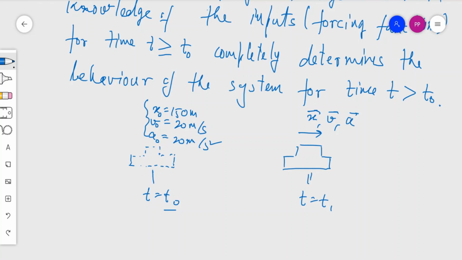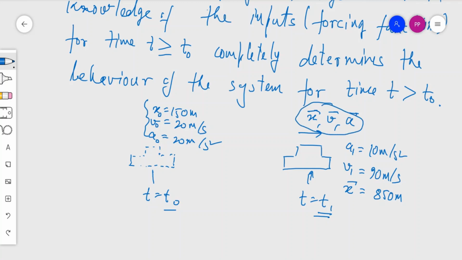After reaching the destination or my point of estimation at t equals t1, we can say that okay, a got the value 10 meter per second square, and for example I am not calculating the exact data, so a1, v1, maybe you can say that v1 has reached some 90 meter per second, and your distance covered is say 850 meters. So these three variables are basically defining the system behavior of my system at the destination at time t equals t1.